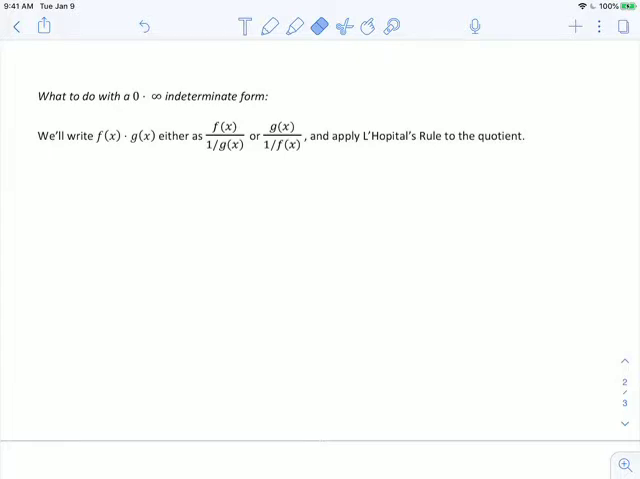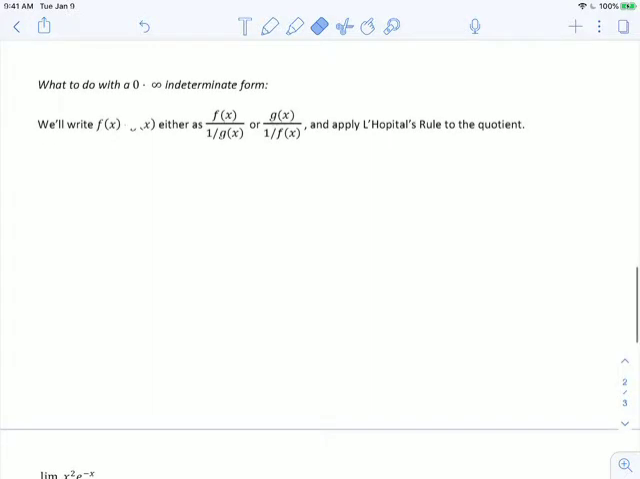So this time, instead of a quotient, we've got a product that we're starting off with, f of x times g of x. And the idea is that one factor is heading towards 0, and the other is getting really big. In a product, if one of the factors is heading towards 0, we expect the product to be getting really close to 0 in value. Whereas if one of the factors is getting really big, we expect the product to get really big.